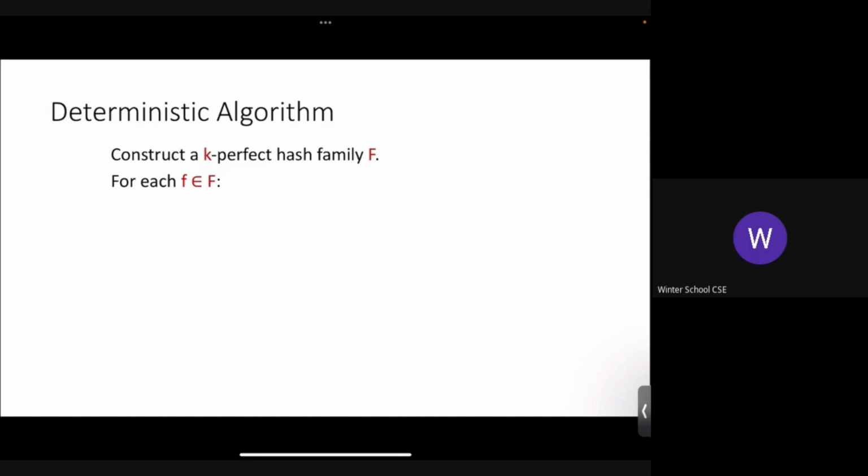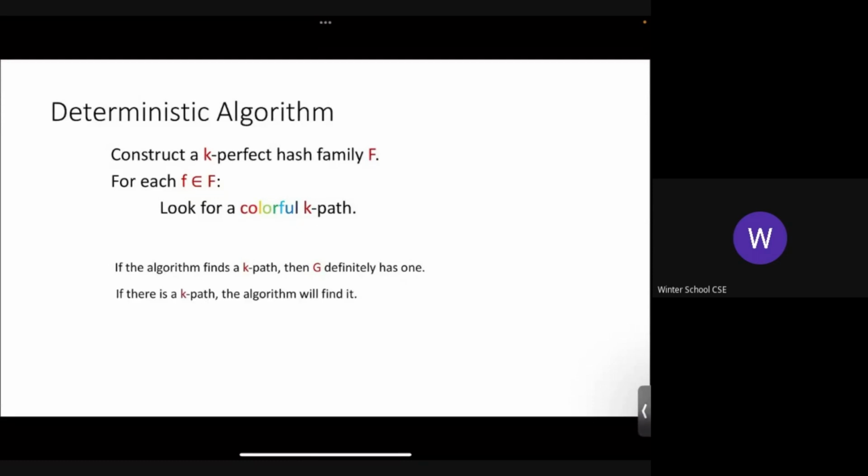And then the deterministic algorithm will be: we construct a k-perfect hash family, and then for each member of this family, we look for a colorful k-path. We know that if we have a k-path, it's a set of k vertices in the graph, then because it's a k-perfect hash family, there should be some function which realizes this set, and this path will be colorful, and then we can apply our algorithm.